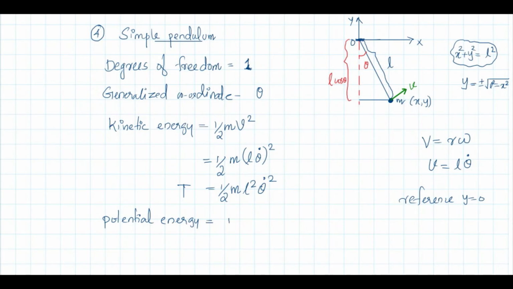Therefore, potential energy I can write as mg into h. Instead of h, I have minus L cos theta. Why minus L cos theta? Because it is in the downward direction. So, potential energy is minus mgl cos theta.